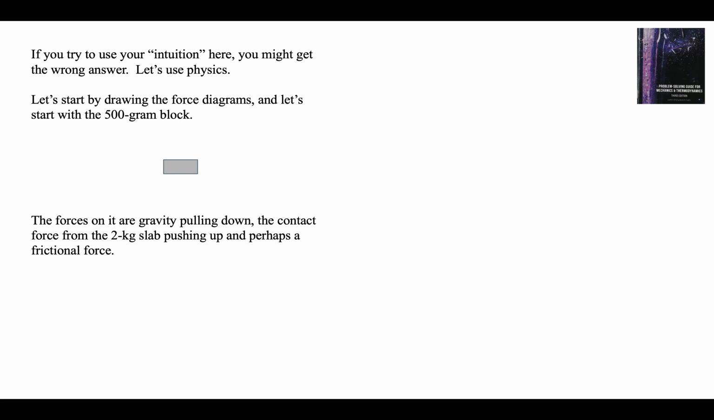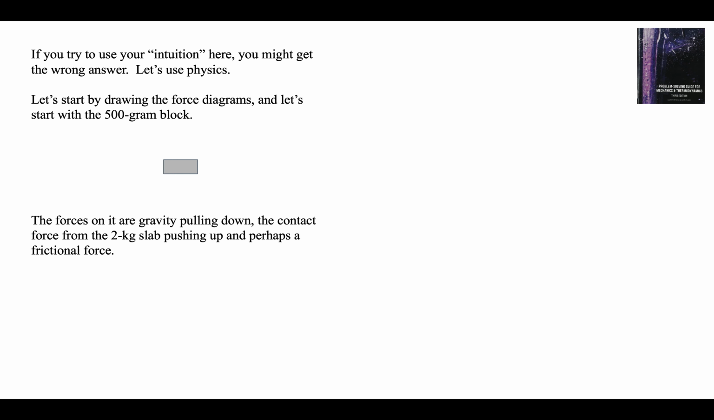If you use your intuition here, you might get the wrong answer, so let's use physics. Let's start by drawing the force diagrams. 500 gram block first. What are the forces on the 500 gram block? The easy ones are gravity pulling down and the contact force pushing up. The 2 kilogram slab is pushing up on the 500 gram mass.